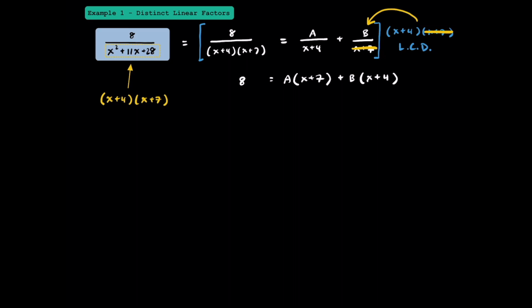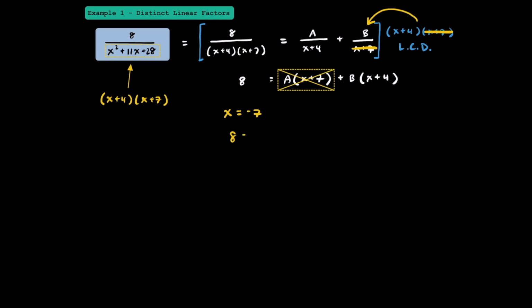At this point, it's our goal to either get rid of this term over here, or this term over here. Getting rid of one of these terms will help us solve for either A or B. Let's get rid of this term first. To make this term go away, we need to make x equal to negative 7. If x is equal to negative 7, this entire term is going to get canceled out.